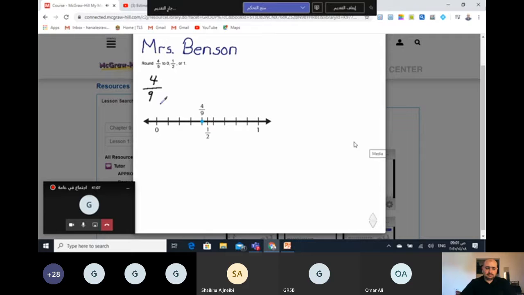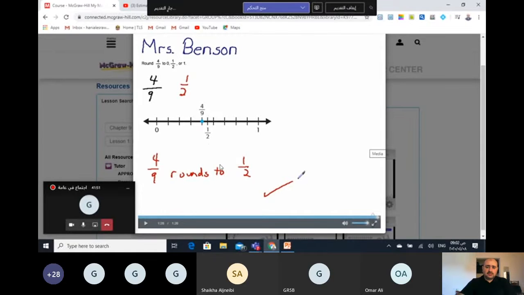Think about it. The numerator is 4. That's about half of the denominator, 9. That means 4/9 is closest to 1/2. Look at 4/9 on this number line. You can see that 4/9 is closer to 1/2 than it is to 0 or to 1. So 4/9 rounds to 1/2. Super job!